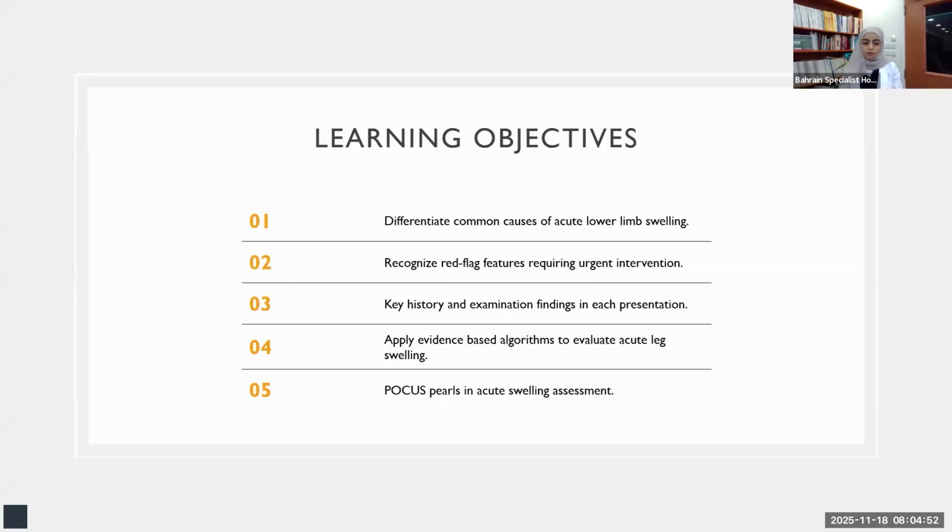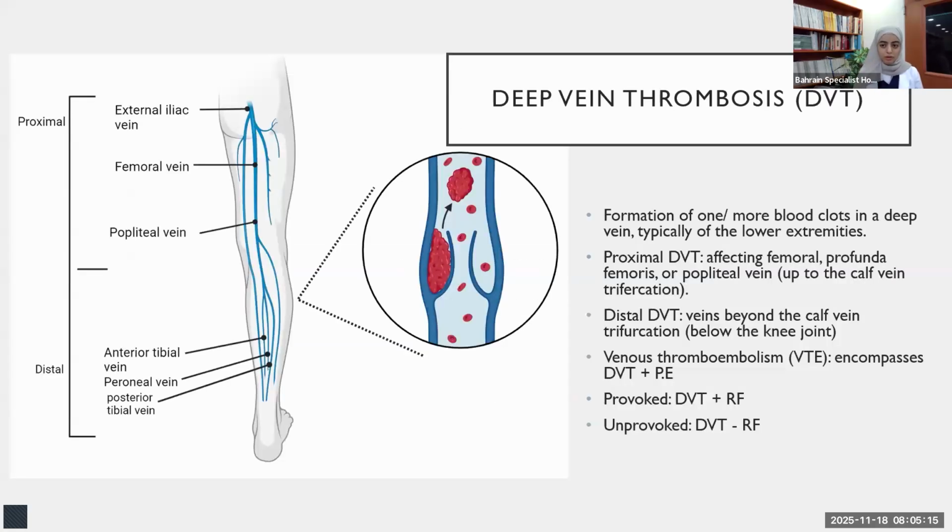So today's learning objectives: differentiate the common causes of acute lower limb swelling, recognize the red flag features requiring urgent intervention, key history and examination findings in each presentation, apply an evidence-based algorithm to evaluate acute leg swelling, and point of care ultrasound, pulse and acute swelling assessment.